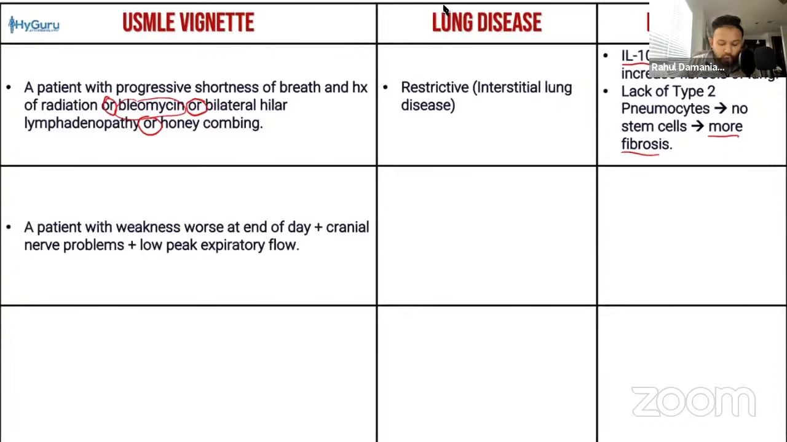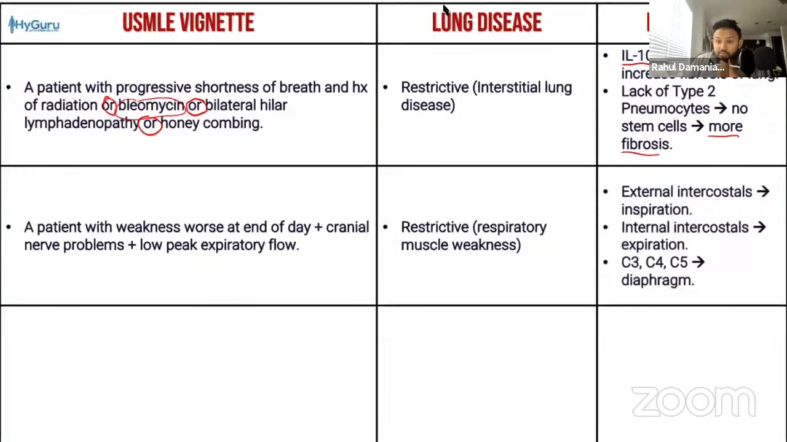A patient with weakness worse at the end of the day, the patient also has cranial nerve problems and low peak expiratory flows. So bulbar symptoms with weakness that is going to be worse at the end of the day, you're going to be thinking about myasthenia gravis. And this is essentially a syndrome that is going to give you respiratory muscle weakness, and thus you are going to be breathing at low lung volumes.